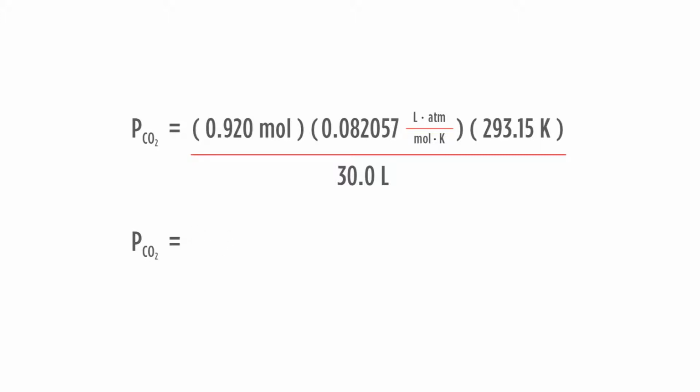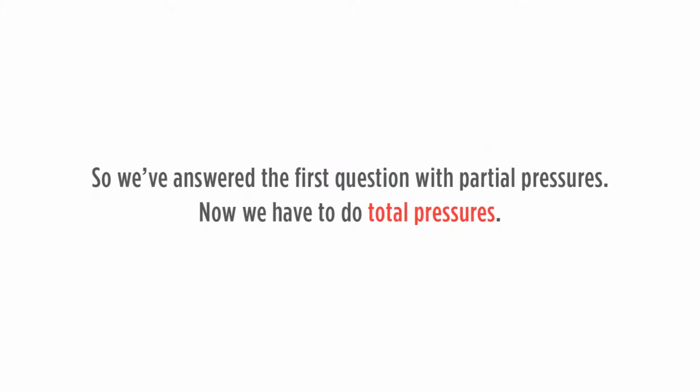We can do the same calculation using P equals nRT over V for the partial pressure of CO2. Plug in our values: 0.920 moles times the constant R times 293.15 Kelvin, which is the conversion of 25 degrees Celsius, divided by 30 liters. That gives us a partial pressure of CO2 of 0.738 atmospheres. So we've answered the first question, the partial pressures. Now we have to do the total pressure.